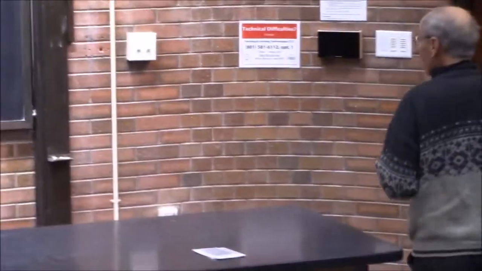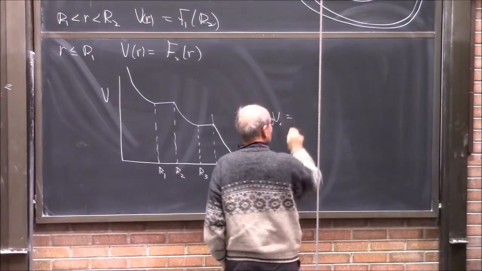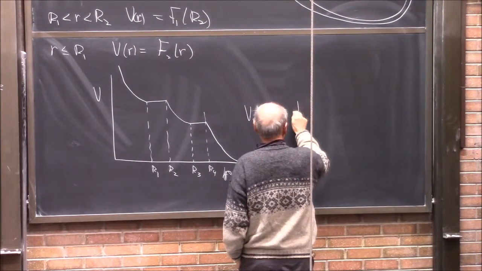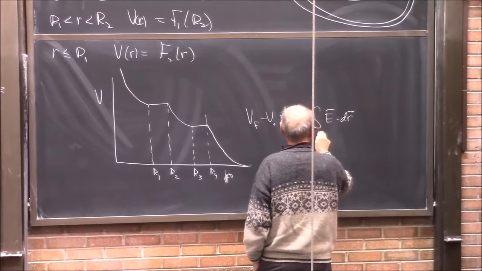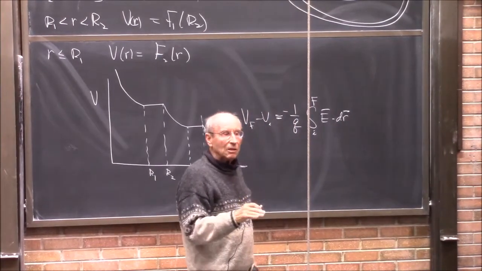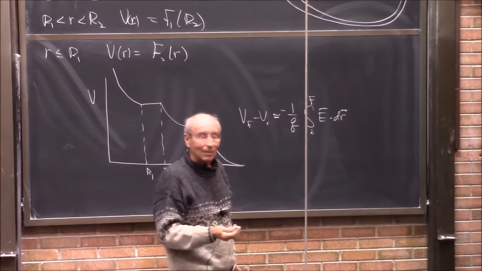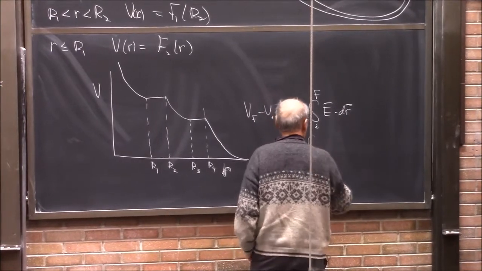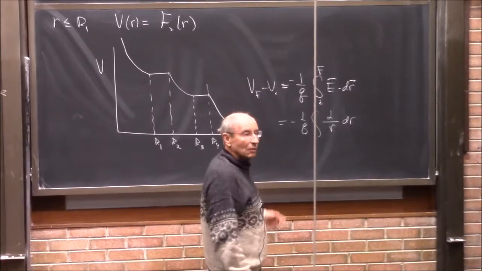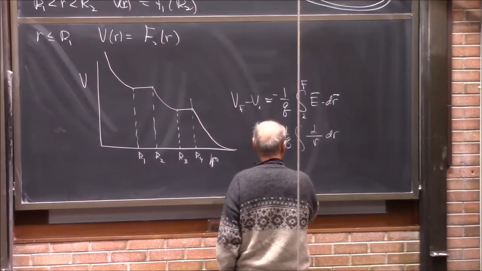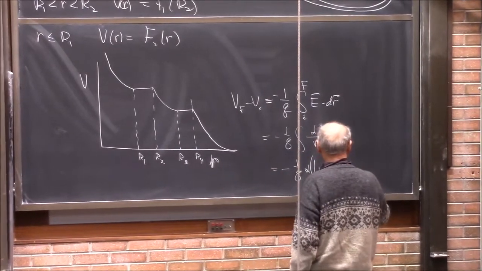Now, if we had done this problem for cylinders, here would have been our situation. V final minus V initial would have been minus 1 over Q integral E dot dr from initial to final. But what did the electric fields look like for cylinders? Were they 1 over r squared? No, they were 1 over r, right? And so you got minus 1 over q times some constant divided by r. And what's the integral of 1 over r? It's log, right? Log r evaluated between initial and final.